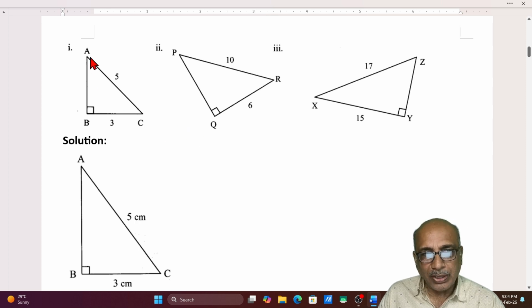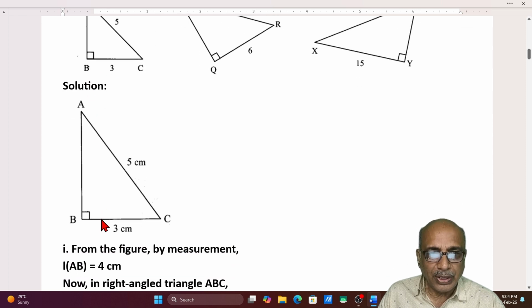Here, first problem please see. In triangle ABC, how to draw the triangle ABC of the given measure? Take BC equals 3 centimeter. You know how to measure 90 degree angle at point B. Keep the protractor here and measure 90 degree angle. Then take radius in a compass of 5 centimeter. From point C, mark an arc here. Wherever it intersects, that will be point A.